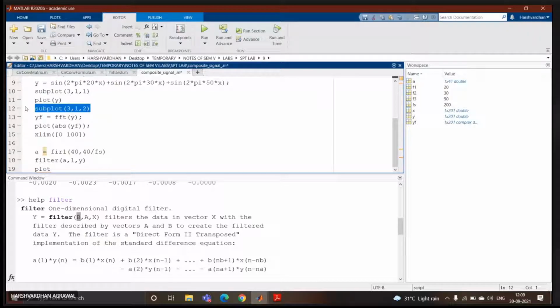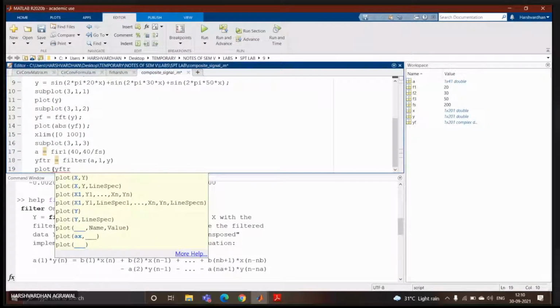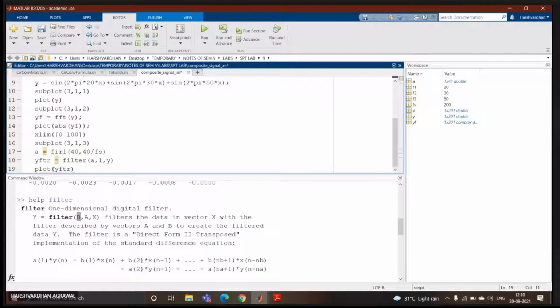Once you filter it out, mention the filtered signal in some variable, and then take the frequency domain of that variable. Then only you can see whether it is filtered out or not. In the time domain, you can't see whether it is filtered or not. We can only visualize it in the frequency domain. We need to take the FFT of that.